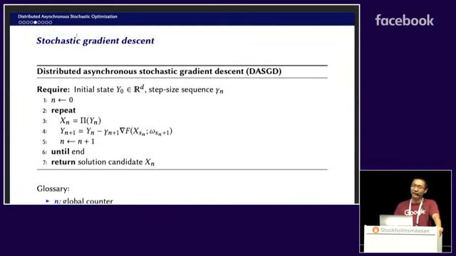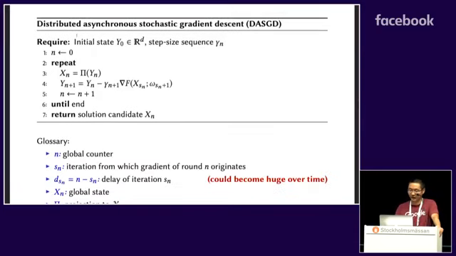Here is a common algorithmic abstraction of distributed asynchronous stochastic gradient descent. The core feature is the delayed gradient. By the time the local worker updates the gradient, the global parameter may have already been updated by other workers many, many times, and that's common no matter what distributed computing architecture you have.